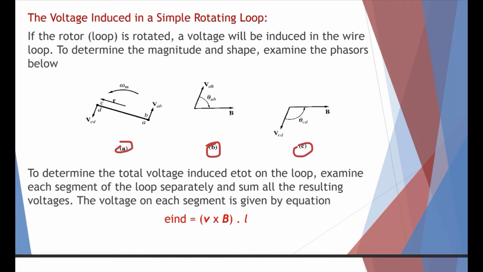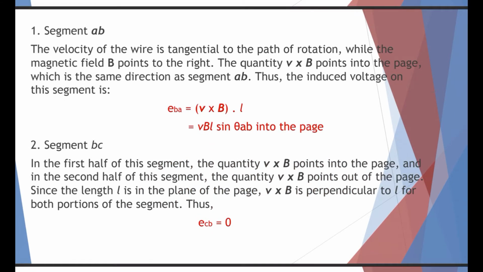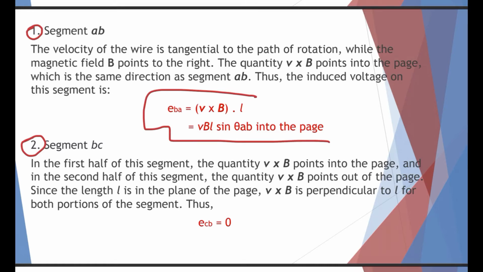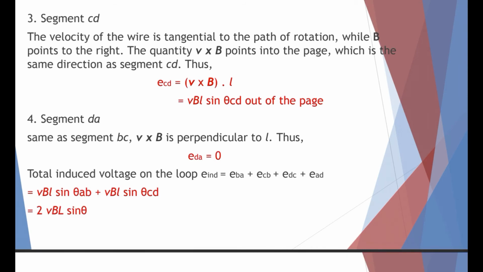The voltage on each segment is given by these equations. E induced equals v cross B multiplied by L: velocity, magnetic field, length. As you can see, we have to examine each segment: segment AB, segment BC, and we write these equations with the angle. Segment BC, the voltage will be zero. Next, segment CD, we'll have a voltage with the sine of theta CD. Then segment DA, the voltage will be zero.